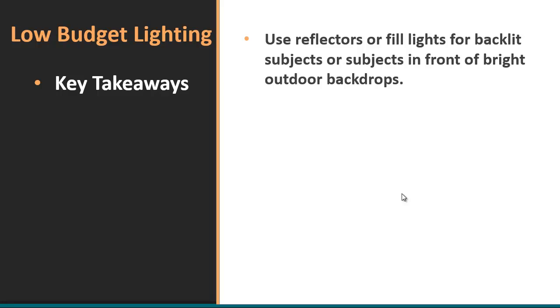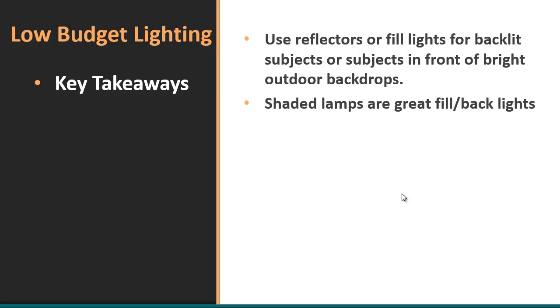Use reflectors or fill lights for backlit subjects or subjects that are in front of bright outdoor backdrops. This is so important when you're shooting outside. And you don't have to have access to those nice fancy reflectors. They're not expensive, but you can simply use poster board or a windshield dash protector that you buy for your car. Those make excellent reflectors.